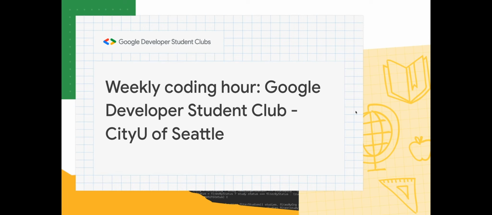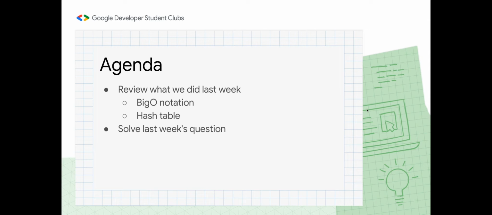For this week, I'm gonna walk you guys through what we have learned last week quickly, and also let's solve the question from last week. So last week we have looked at BigO notation, right? And here's a quick summary.